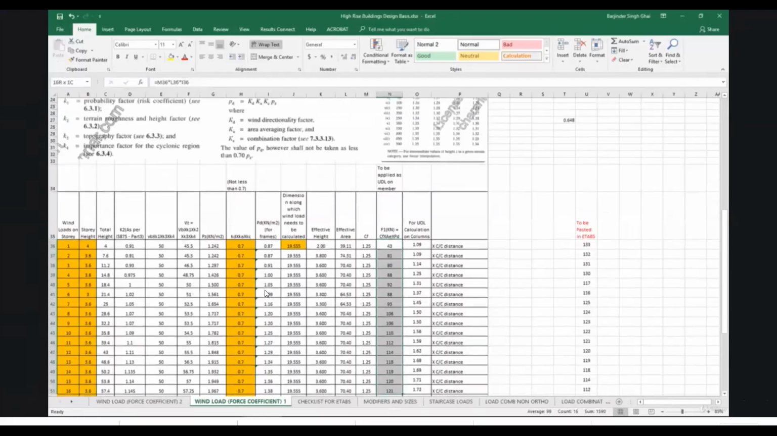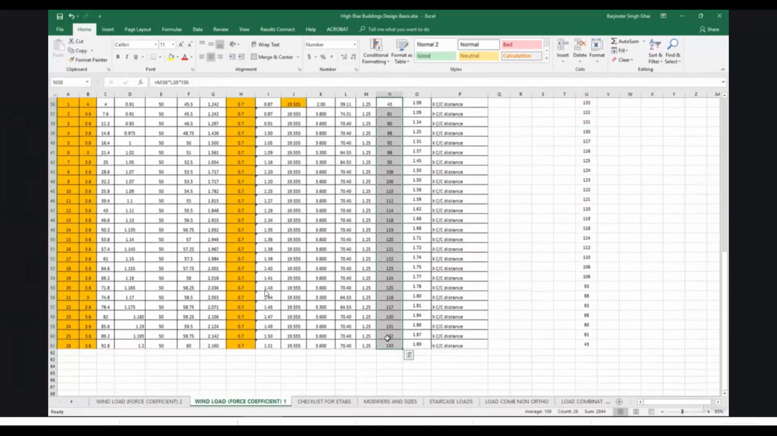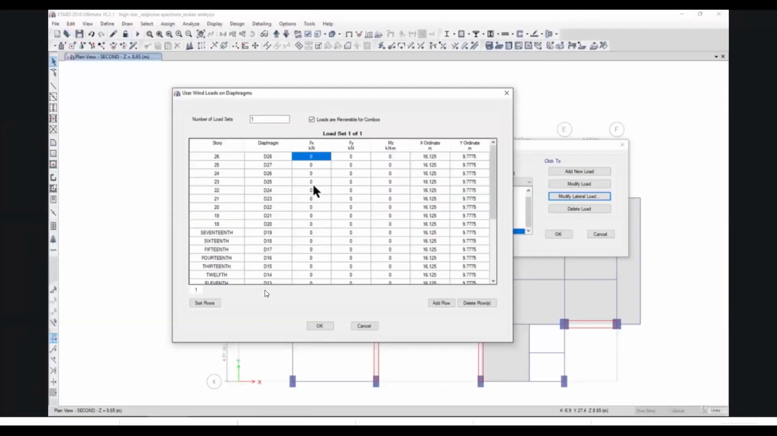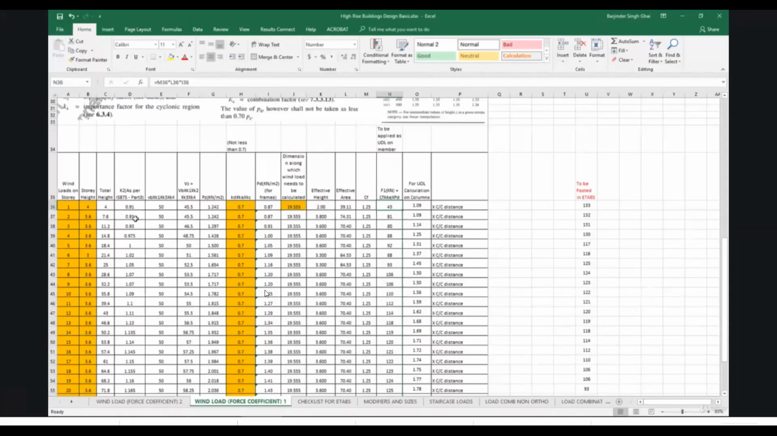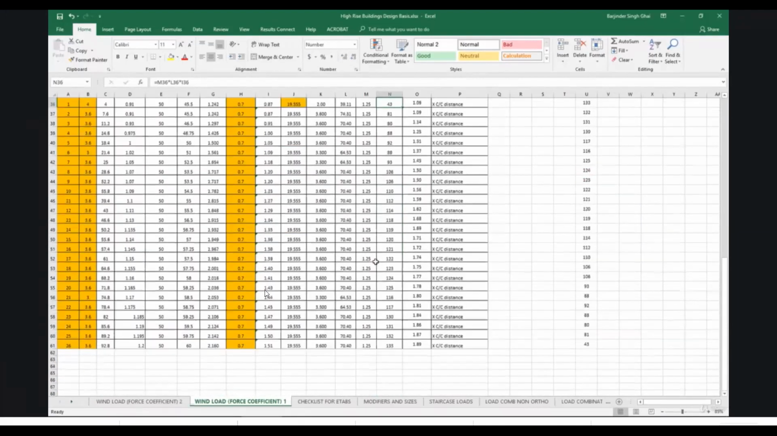So right now we have calculated this F value, and this F value has to be applied on the diaphragms here. So here you notice that the order is from 26 to basement 1 level. Though at basement level wind load is not applied, because wind cannot act below the ground, wind can only act above the ground. So we will apply the Fx value on all these floors. And how to apply this Fx value? That we have calculated here from bottom to top, that is from story 1 to story 26.